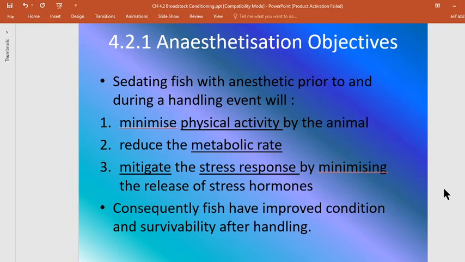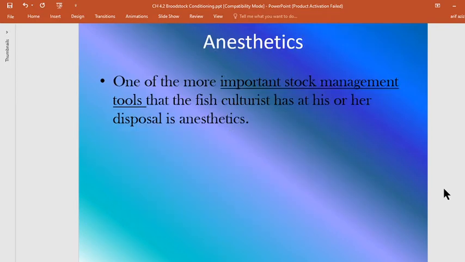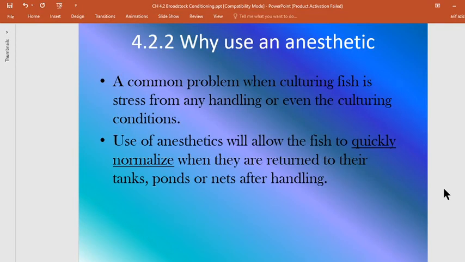So this one akan mengurangkan physical activities of the fish, then the metabolic rate will be reduced, and also stress response akan dikurangkan. One of the more important stock management tools that a fish culturist has at his or her disposal is anesthetic. Anesthetic ni adalah salah satu stock management tools yang sangat penting.